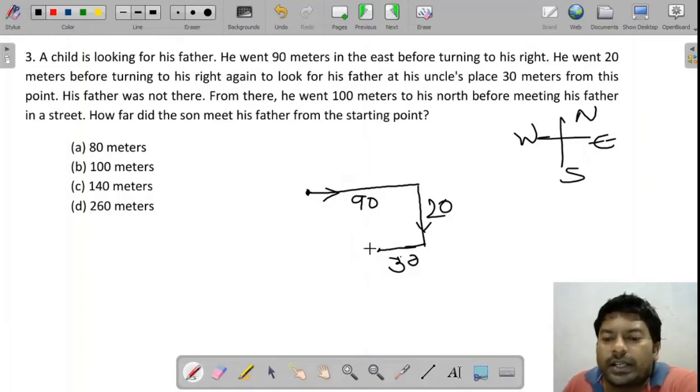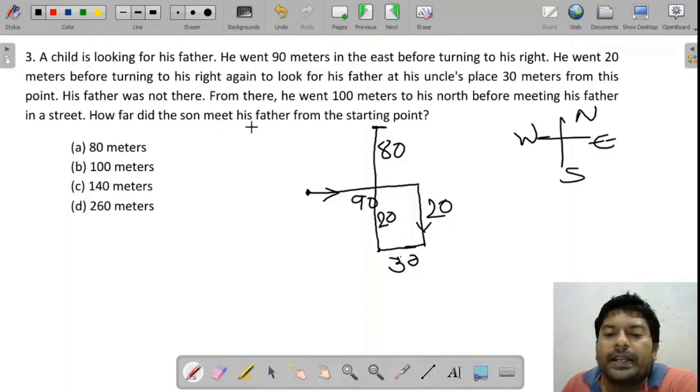His father was not there. At this place also his father was not there. From there he went 100 meters to his north. In the sense, from here he went 100 meters. Till this point it is 20 meters, and from here to here the total distance is 100. Here it is 20, that means this is 80.